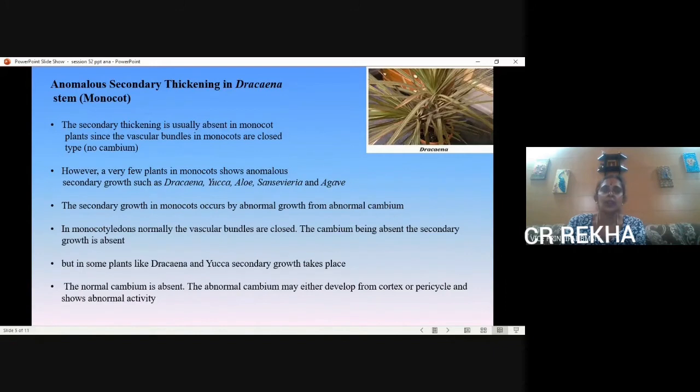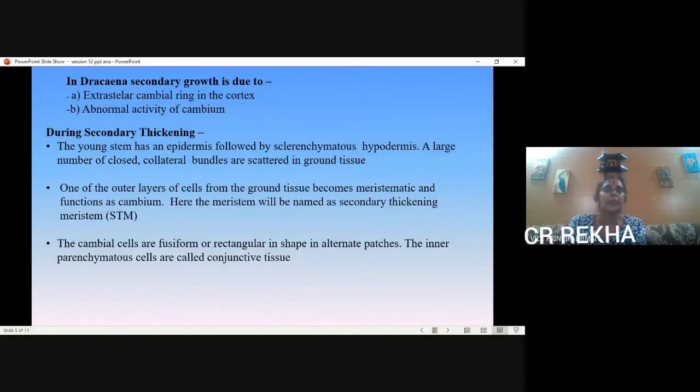So in monocots, the vascular bundles are closed and the cambium being absent, the secondary growth is absent. But in some plants like Dracaena and Yucca, the secondary growth takes place. So the normal cambium is absent. The abnormal cambium may either develop from the cortex or pericycle and show abnormal activity. So secondary growth is due to the extrastellar cambial ring in the cortex or the abnormal activity of the cambium.